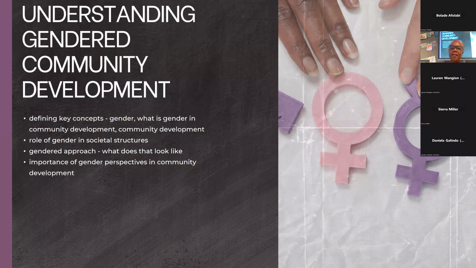So understanding gendered community development. Within this part, we'll look at some key concepts on how we define those. Gender refers to the characteristics, as I said earlier, of men, women, boys, girls. And these are socially constructed norms. So these are specific behaviors.